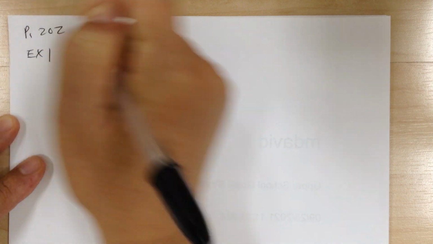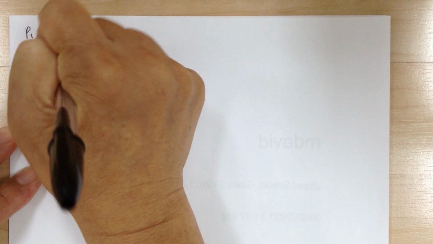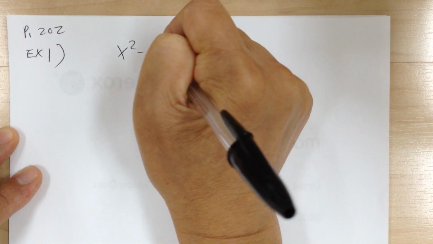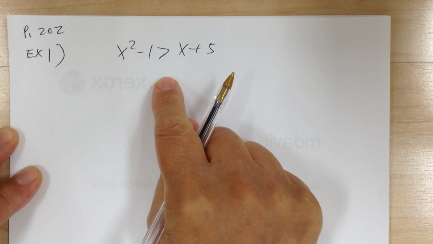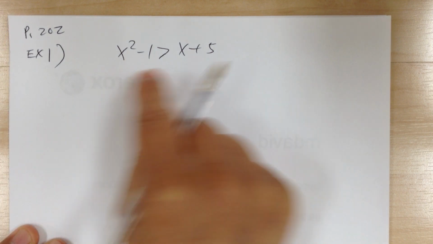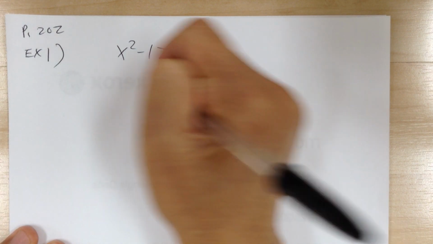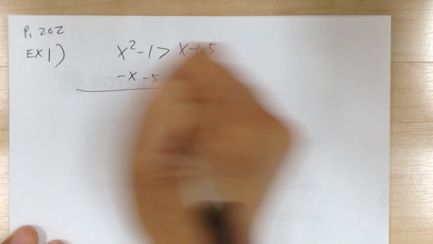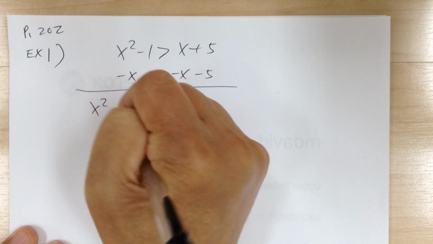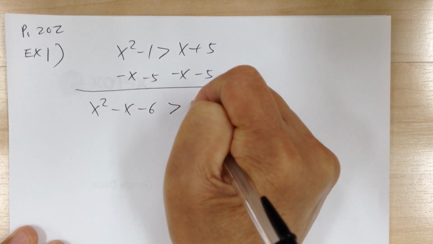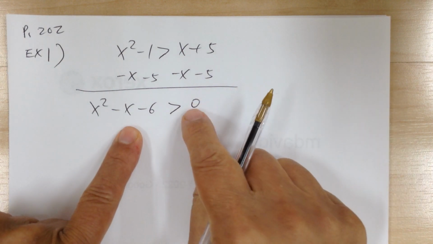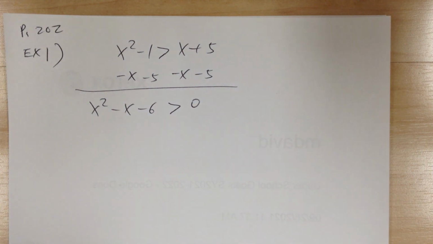So page 202, example 1. You have x squared minus 1 is greater than x plus 5. What you want to do is treat it just like an equation, so move everything to the left-hand side: minus x, minus 5. You're going to get x squared minus x minus 6 is greater than 0. Make sure you go to 0, then you're going to do the factoring.